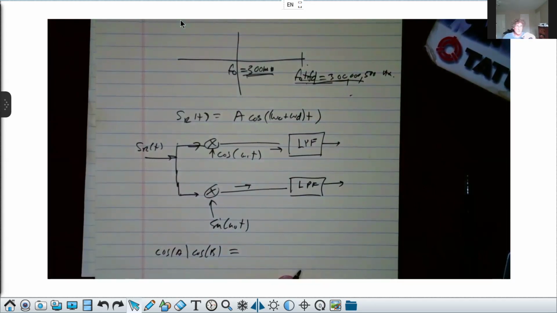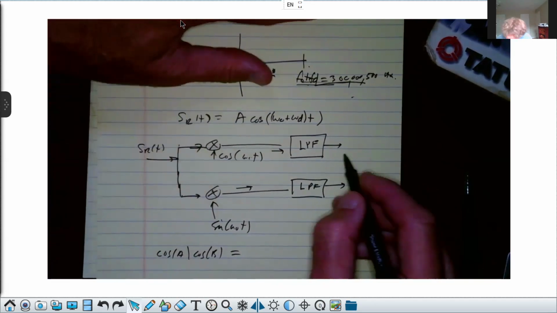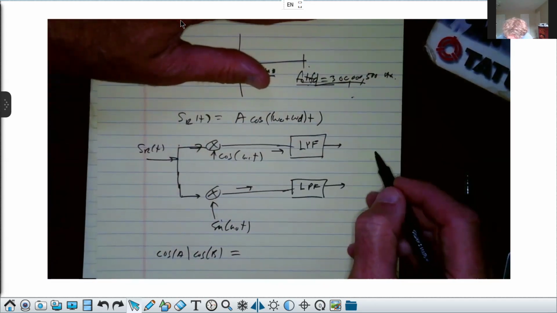Oh boy, how far do I want to go in this one? Okay, let me see here. I think I'm going to leave it like this and deal with this in class.